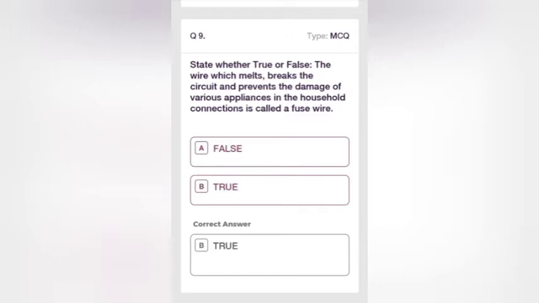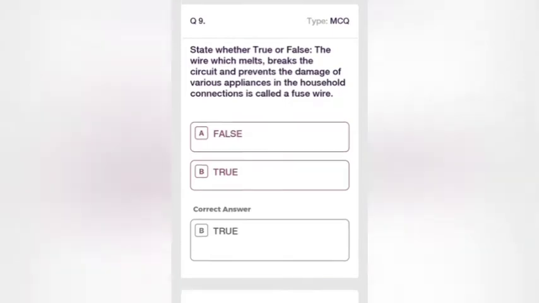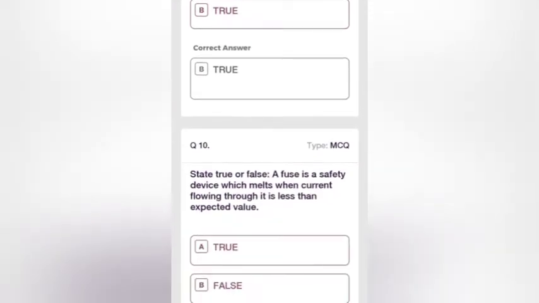State whether true or false. The wire which melts, breaks the circuit and prevents the damage of various appliances in the household connections is called fuse wire. That's right. That's true. State true or false. A fuse is a safety device which melts when current flowing through it is less than expected value. No, it must be greater than expected value. So it is false.